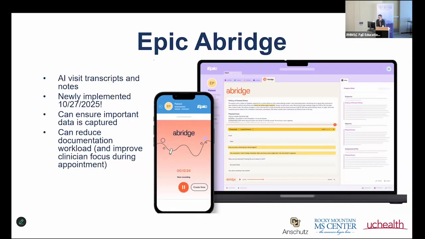I already mentioned a bridge. So again, hot off the presses, this was just implemented in clinic on October 27th. And this is just showing that this data from listening on the phone then gets fed into Epic, which is our medical record, and can create a note that hopefully provides a really nice summary of the visit for everyone. So it has been a helpful tool, I think, for those of us that have used it.